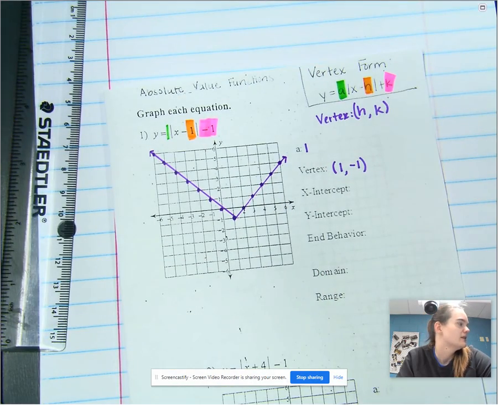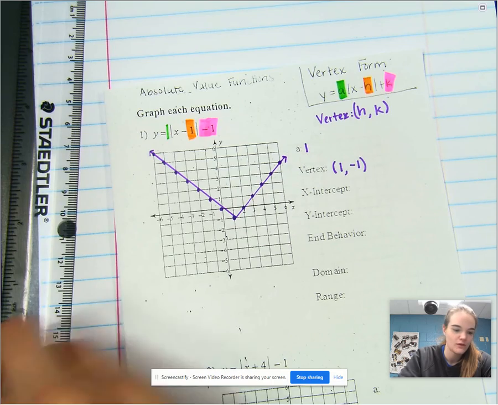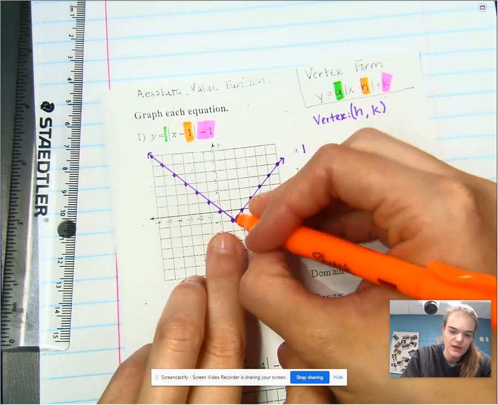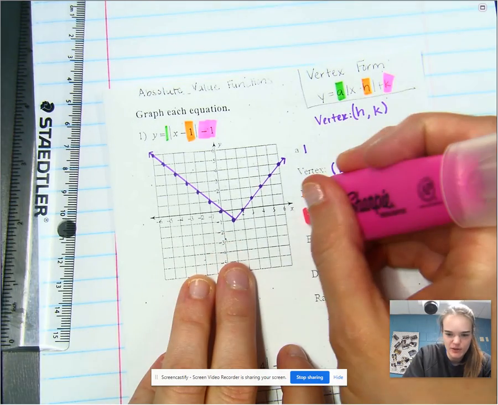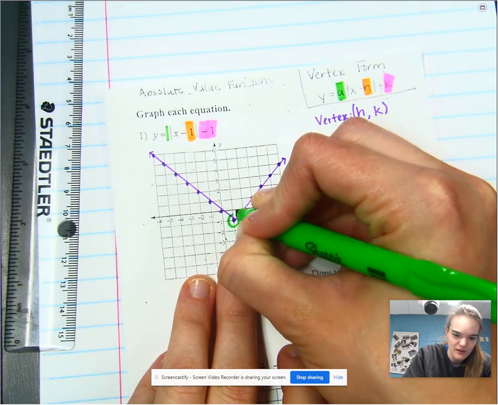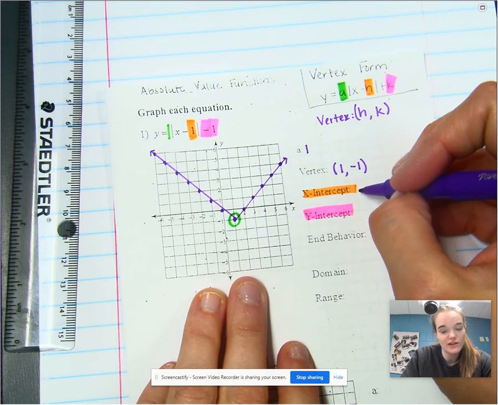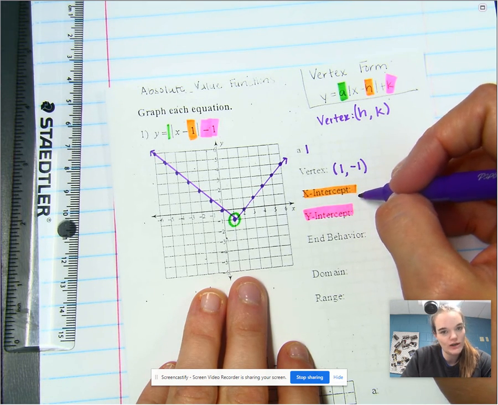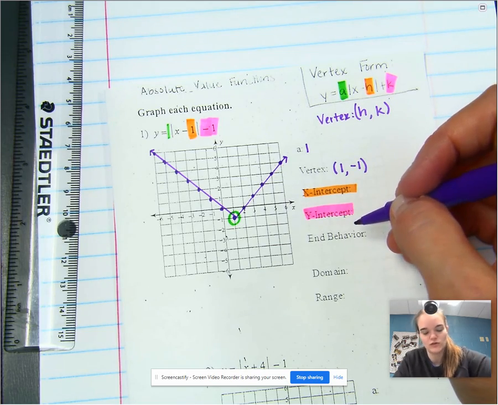Okay, now we're going to identify x-intercepts and y-intercepts. So here's my vertex. I'm going to highlight my x-intercept in orange, y-intercept in pink. We already identified the vertex right here. By the way, it is possible to have more than one x-intercept. It's possible to have no x-intercepts. It's possible to have one x-intercept. You could have 0 intercepts, you could have 1 intercept, you could have 2 intercepts.